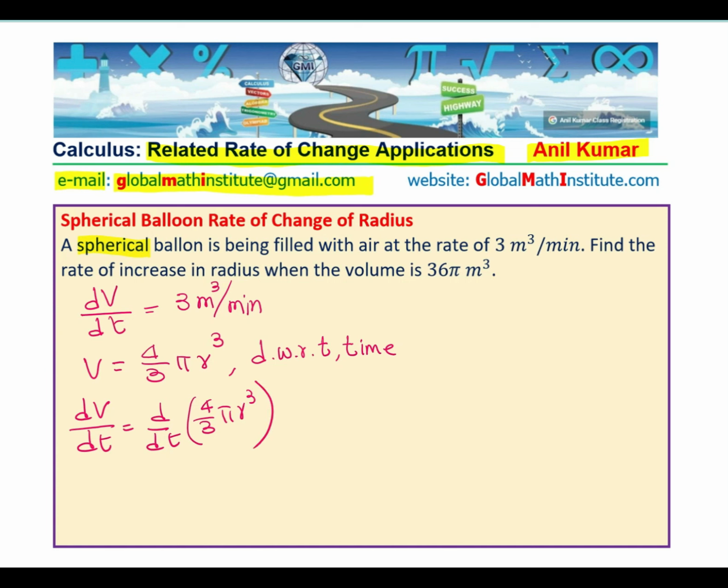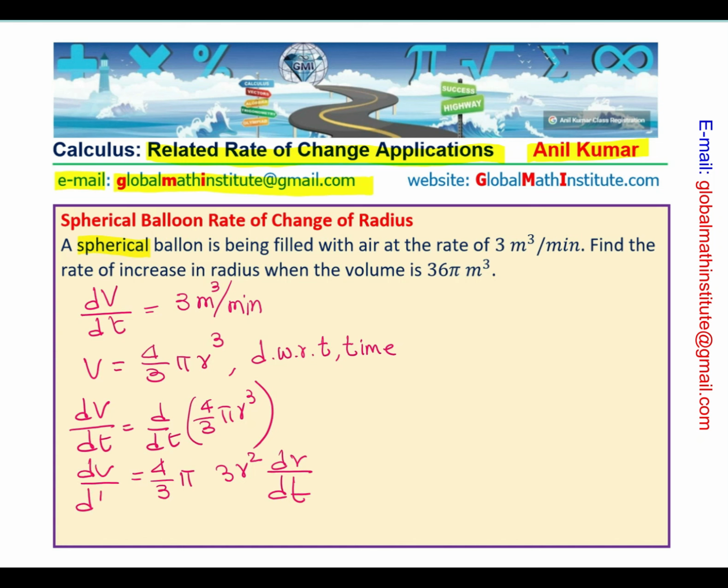Now 4 by 3 pi is a constant. So therefore, we get 4 by 3 pi outside the bracket. R cube derivative with time will be 3r square. Now r is also a function of time. It is changing with time. So therefore, we need to still differentiate r with time. Correct? So it will be dr/dt. You see, so we have dV/dt in terms of dr/dt. Perfect. Now, we are already given dV/dt. We need to find dr/dt, right?